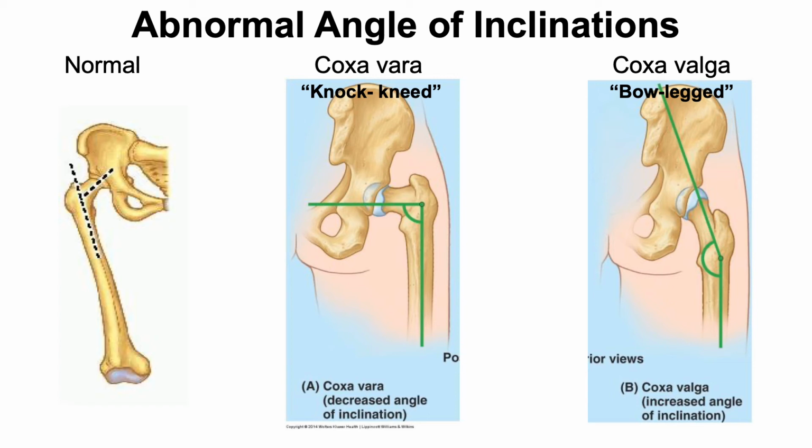Coxa vara is also commonly referred to as knock-kneed, so your knees being close together. On the opposite end, the severely increased angle is going to be coxa valga, or bow-legged. So this is where they kind of sit a little wider. And then these can go up to close to 180. So this is going to be more around the 160 degrees area. So coxa vara is going to be a decrease in angle of inclination. Coxa valga is going to be an increase in the angle of inclination.